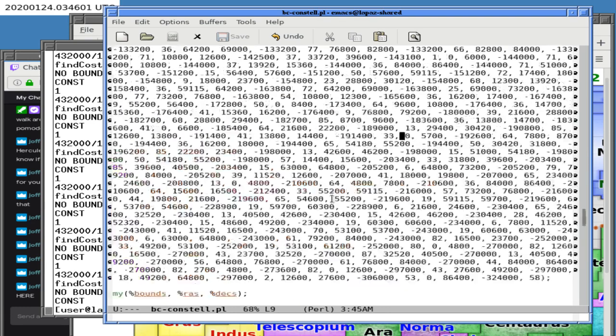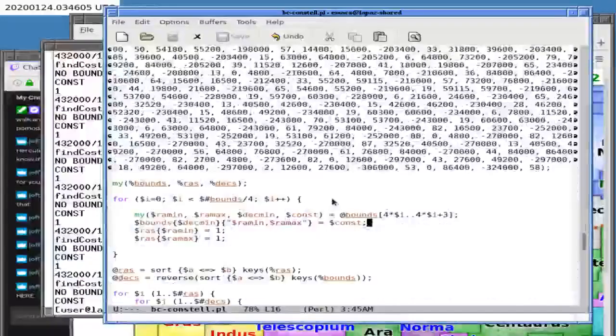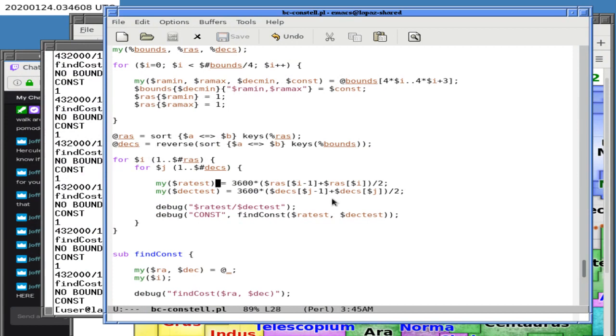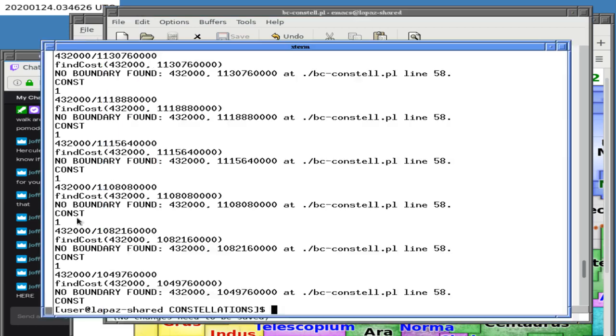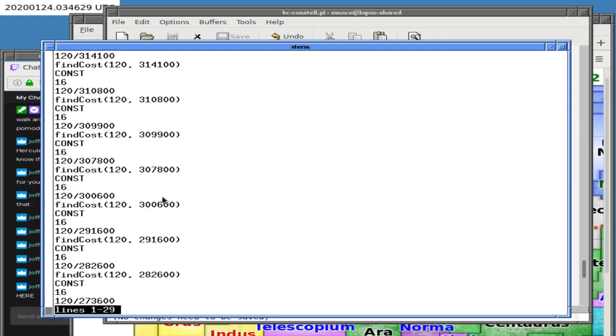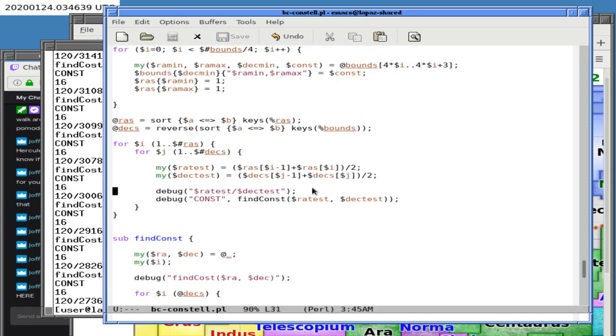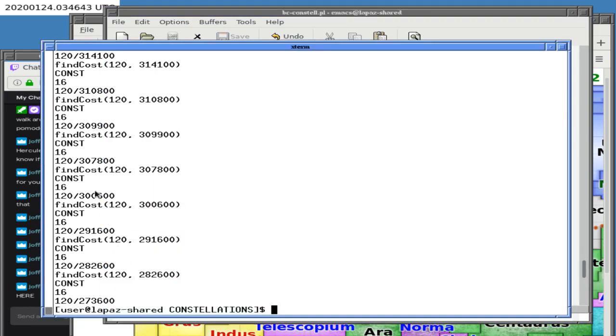And the weirdness is because, of course, these values here are already multiplied by 3600. There's no need to multiply them by 3600 again. So we'll not do that. Okay. So let's see what this does. It's kind of nice that it's running const every time. Might be more useful if it actually... Oh, it is working. It's returning const 16. Now the hope here is when we're this far north, it should be returning Ursa Minor every time.